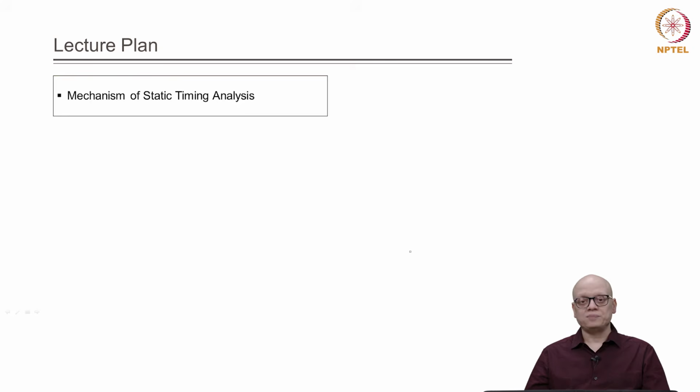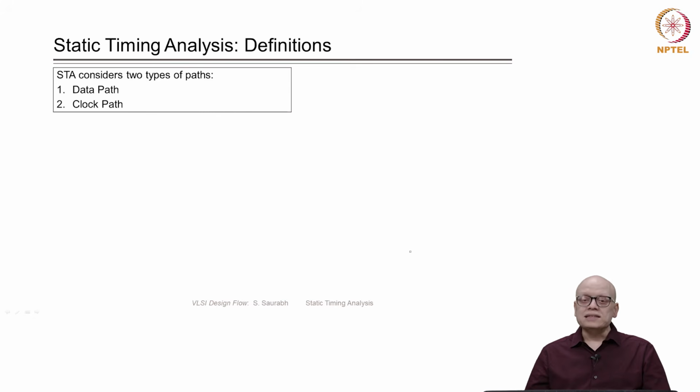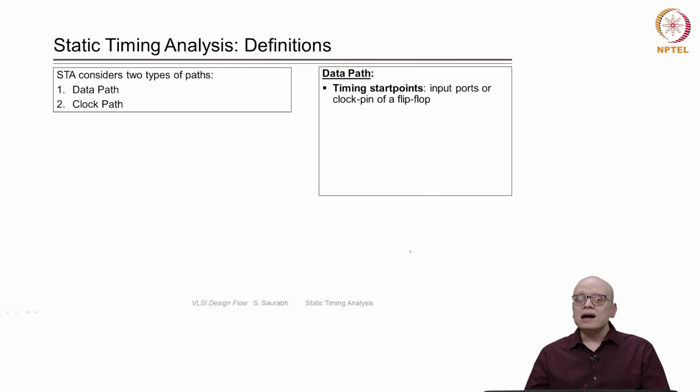Now, before moving into the mechanism of STA, let us first get familiar with some important definitions that are related to STA. STA considers two types of paths, data paths and clock paths. Now, what are data paths? Data paths start from timing start points. And what are timing start points?